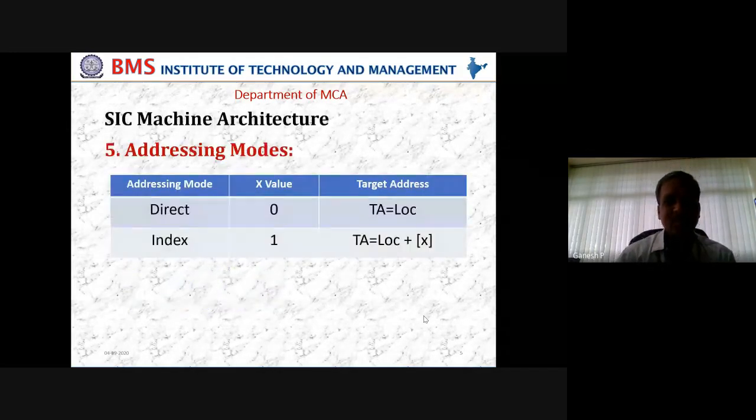So with this, let us continue with the other topics of SIC. In continuation, let us look at the addressing modes. As you have seen earlier in the register set, the X register is something which identifies the type of addressing we have. And recently we have looked at the instruction format as well.